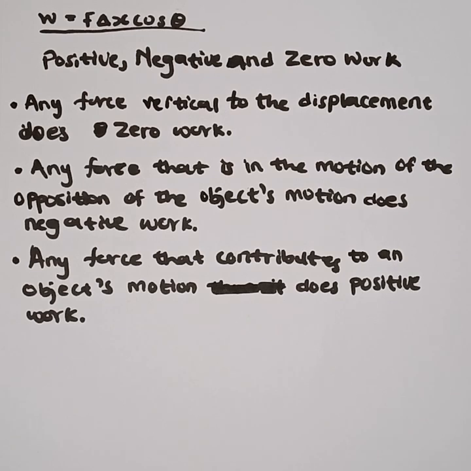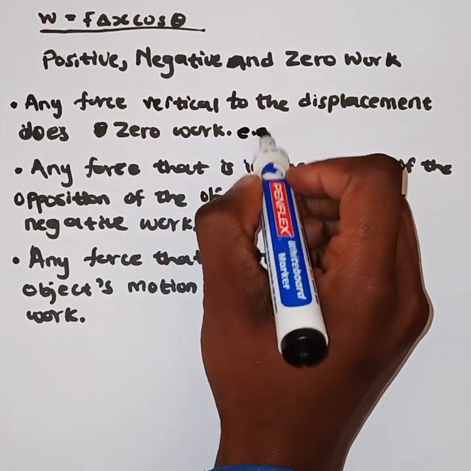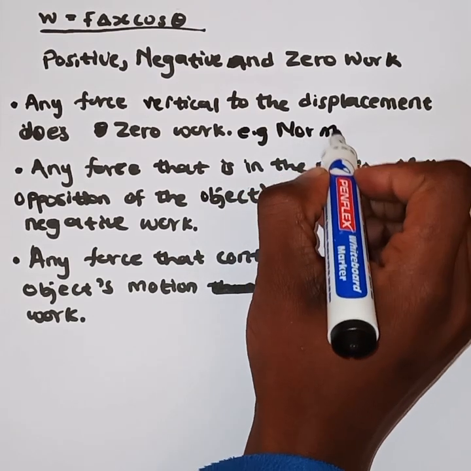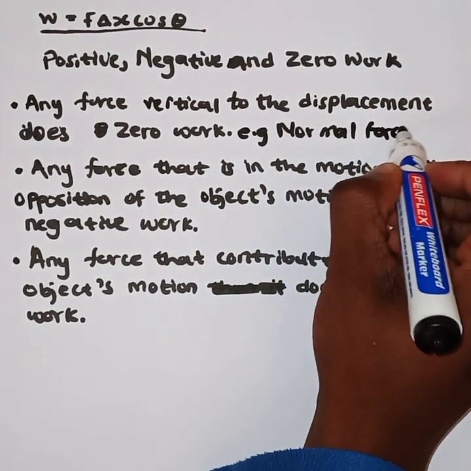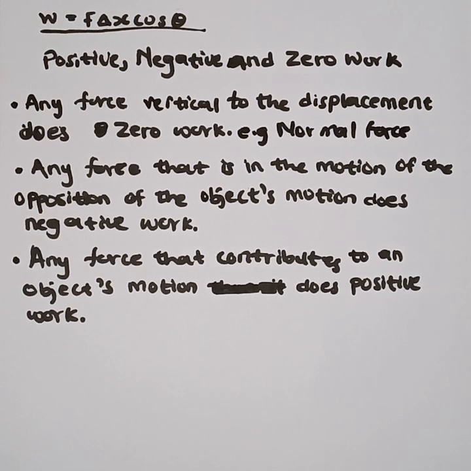So let's go to our positive, negative, and zero work. Any force perpendicular to a displacement does zero work. What could be an example of that? Normal force, for example. Normal force always does zero work. That's why in most of our calculations we don't include it, because it does zero work, since it acts perpendicular to the displacement.